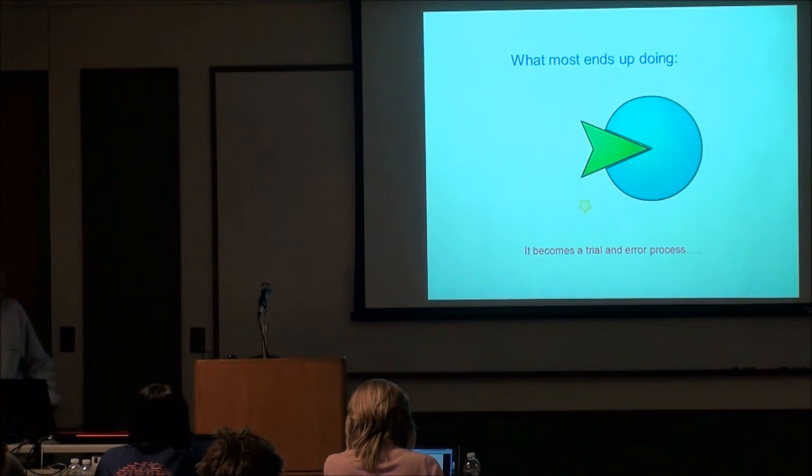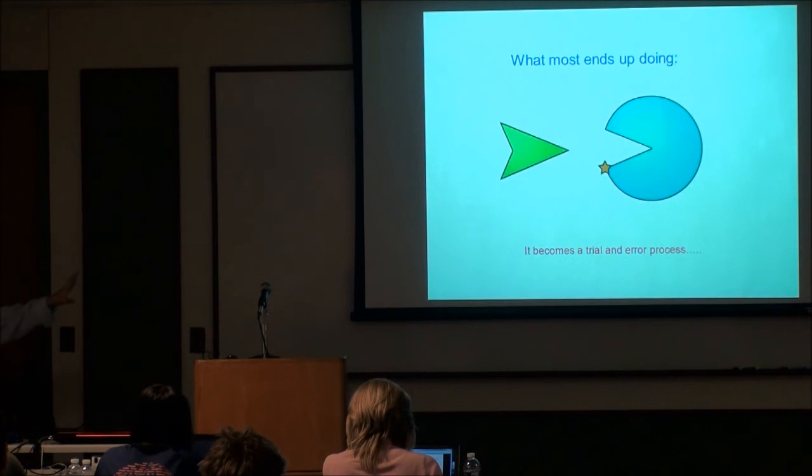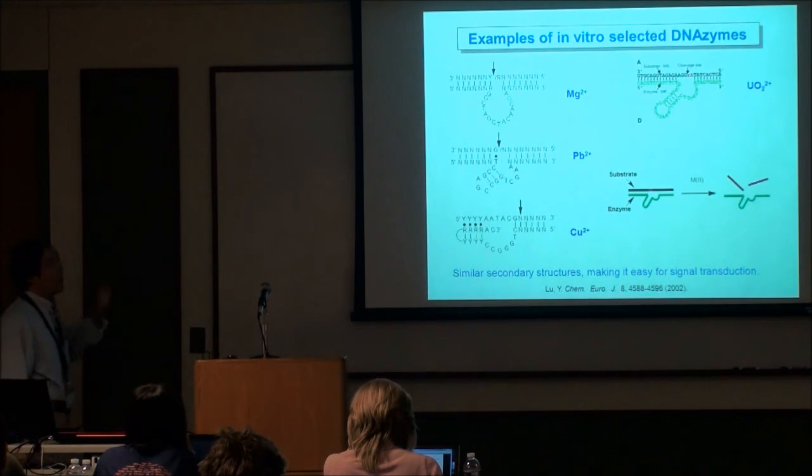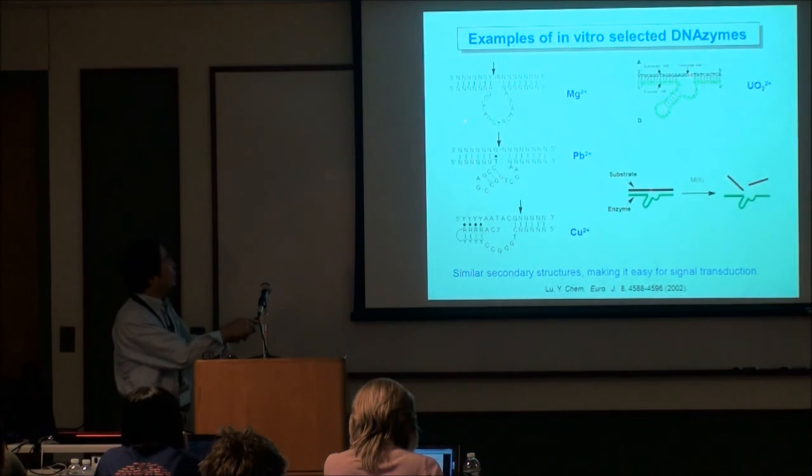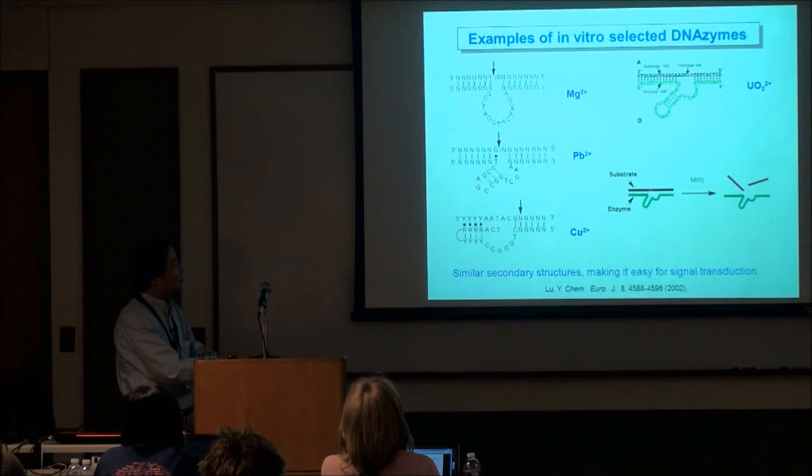So what we decided to do is that we're not going to repeat this one because it's going to be too hard and not very general. We take advantage of a very simple, again, very powerful concept of melting temperatures. Because if you look at this one, they all have a very similar secondary structure.